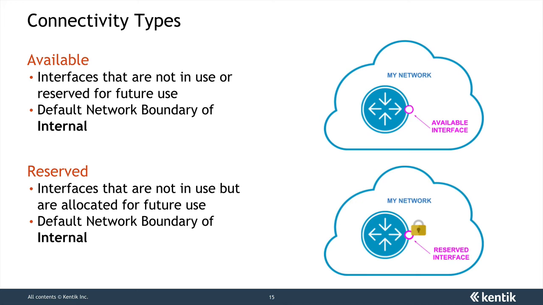There is also a classification type called Other, which can be used as a catch-all for interfaces within your network for which no other connectivity type described applies.